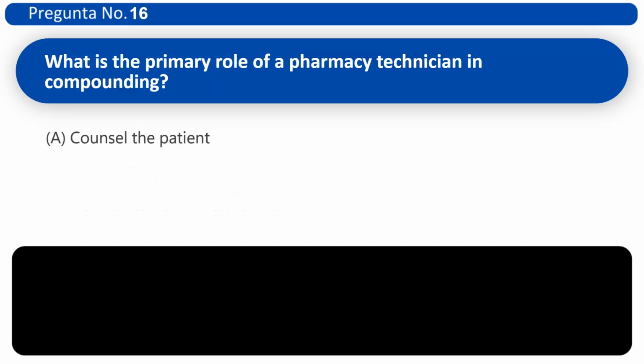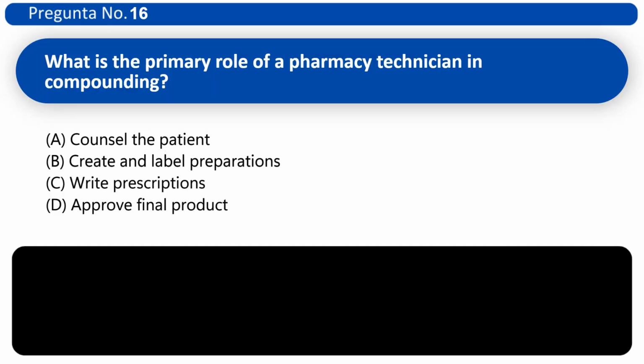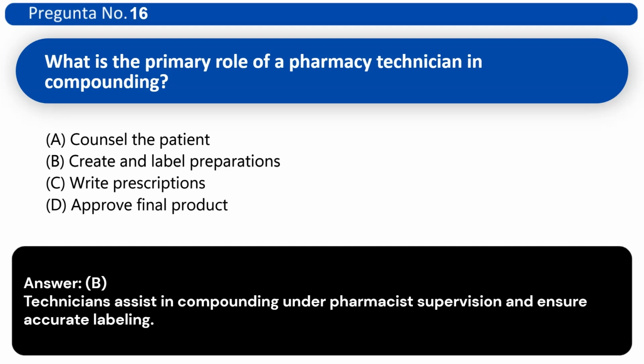What is the primary role of a pharmacy technician in compounding? A. Counsel the patient. B. Create and label preparations. C. Write prescriptions. D. Approve final product. Answer B. Technicians assist in compounding under pharmacist supervision and ensure accurate labeling.